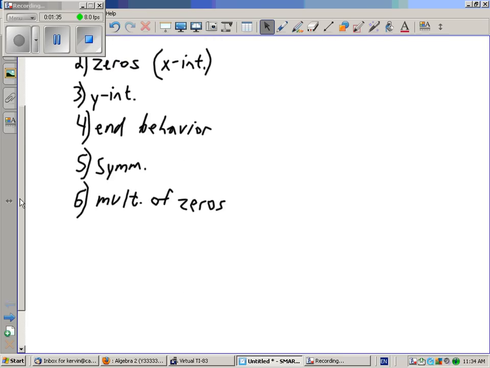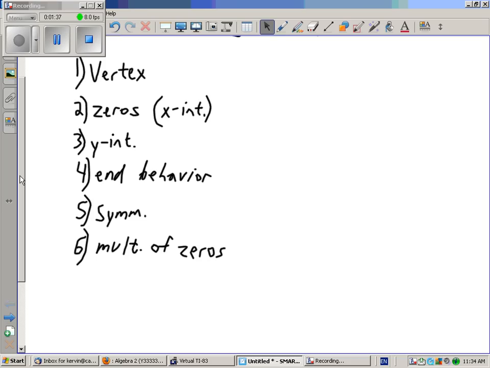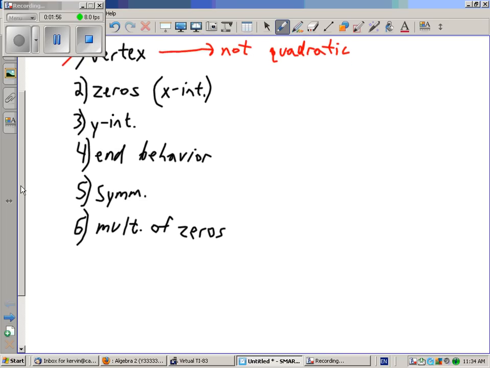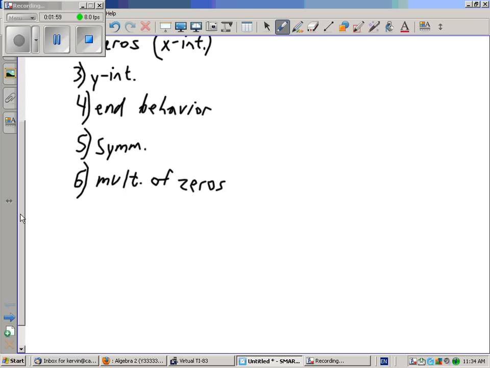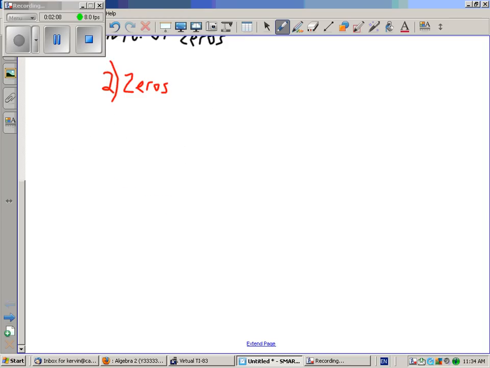So let's start up. First of all, the vertex: this is not a parabola. It's not a quadratic. So therefore, we don't even need to worry about one. We're done with that. Next up, we need to find the zeros. Those are the x-intercepts. What I'm going to do is to give myself a little bit of space. This is part 2, we're finding the zeros.